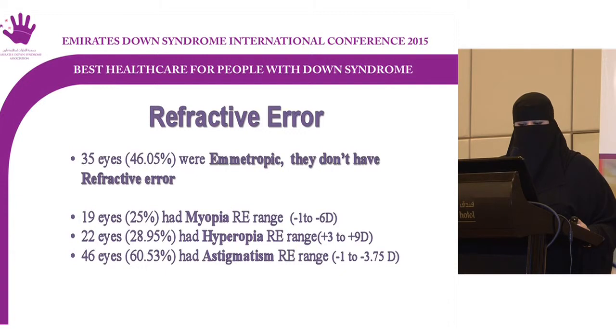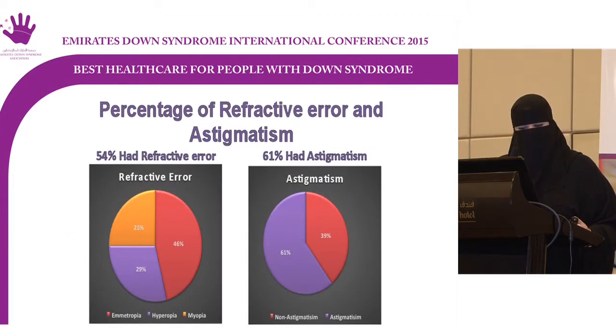25% had myopia, 28.95% had hyperopia, and 60% had astigmatism. In this chart, you can see the percentage of the refractive error. You can see here that 46% were emmetropes, 25% were myopes, and the majority, 29%, were hyperopes. 61% had astigmatism.